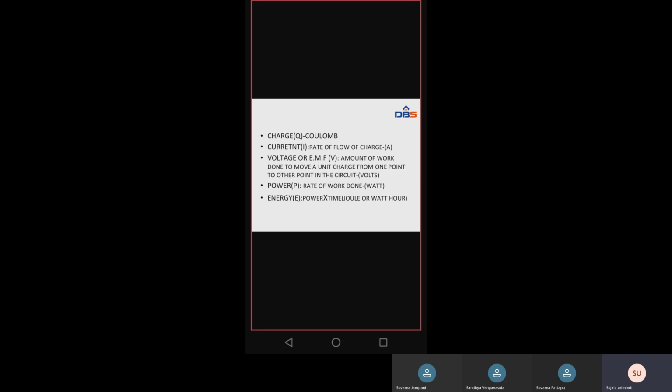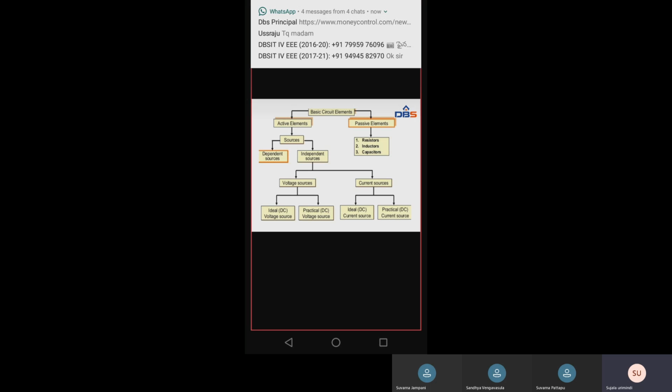The symbol we use here is V, and the unit is volts. And power is the rate of doing work. For power, the symbol is P, and the unit of power is watts. And energy is power with respect to time, measured in joules or watt-hours. Energy is denoted with the letter E.